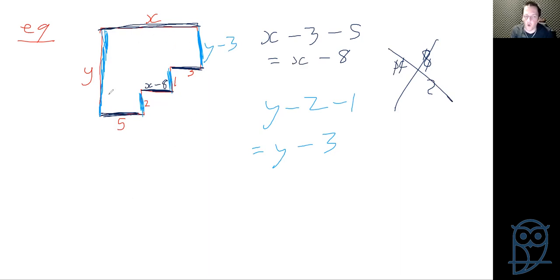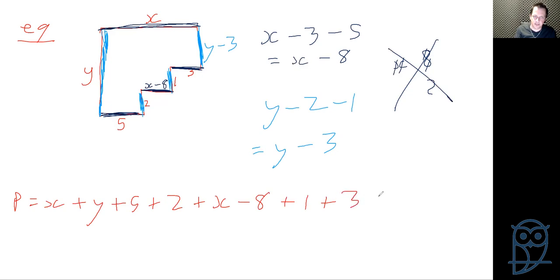And now that I know all of them, if I want to calculate my perimeter, I have to add all my sides together. So starting at the top, going anti-clockwise round, it is x plus y, so x plus y plus 5 plus 2 plus x minus 8 plus 1 plus 3 plus y minus 3.